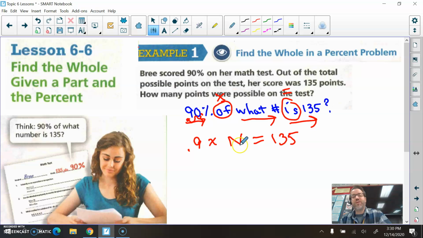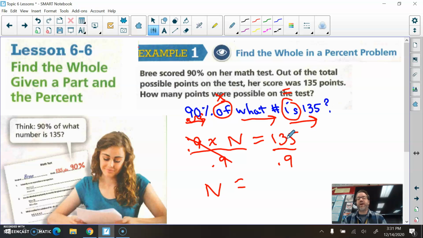To isolate that variable, we have to undo the multiplying by 0.9, and we can do that by dividing by 0.9. We end up dividing by a decimal. And something interesting happens when you divide by a decimal value that's between 0 and 1. You will get a result that's larger than what you're starting with because you're dividing by a part of 1. You're not even dividing by 1 whole. So good thing we get to use calculators. I'm going to go ahead and use my calculator. 135 divided by 0.9, or divided by 0.90 if you want to show the 0, equals 150.